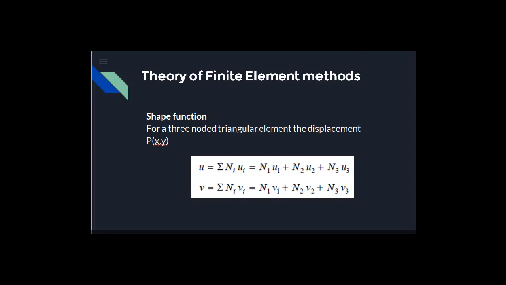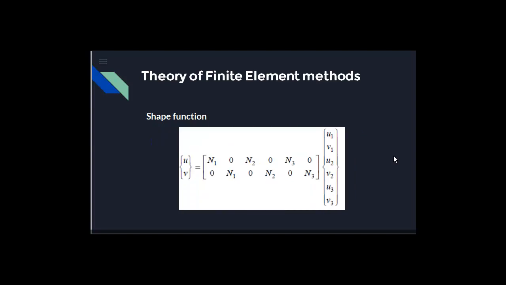Similarly, for v, the displacement along the y axis, is given as v equal to summation of Ni into vi, which is equal to N1 v1 plus N2 v2 plus N3 v3. So when we write it in terms of a matrix, u v is equal to N1 0, N2 0, N3 0, 0 N1, 0 N2, 0 N3, multiplied by u1 v1, u2 v2, u3 v3.